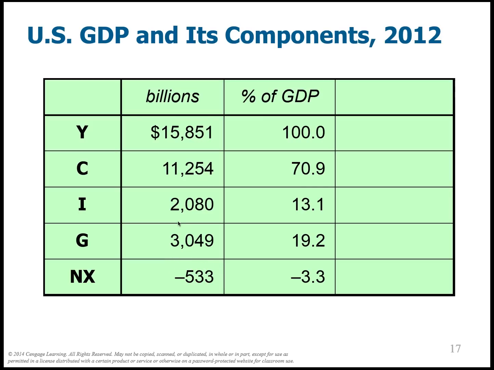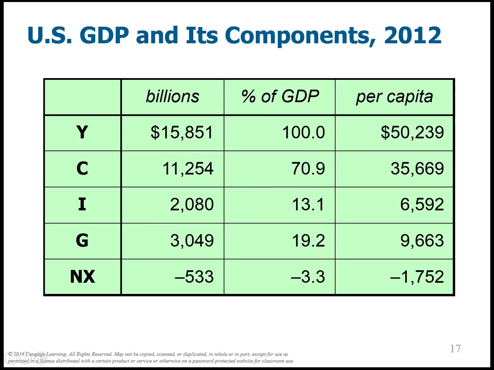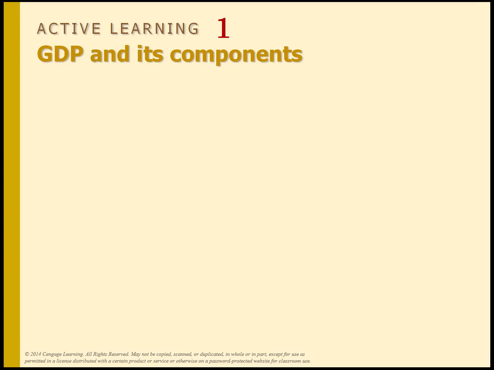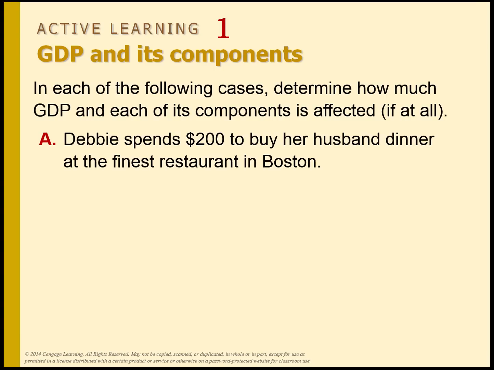That's what that means. And then it's also very interesting perhaps to look at it as a share of GDP, right? 70% of all dollars spent in America are for consumption, right? About 20% of all dollars spent in America is through government spending. And then if we break that down to per person or per capita, it works out to be about $50,000 per person in GDP.